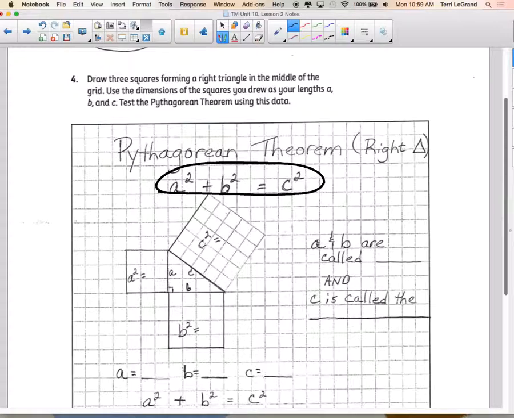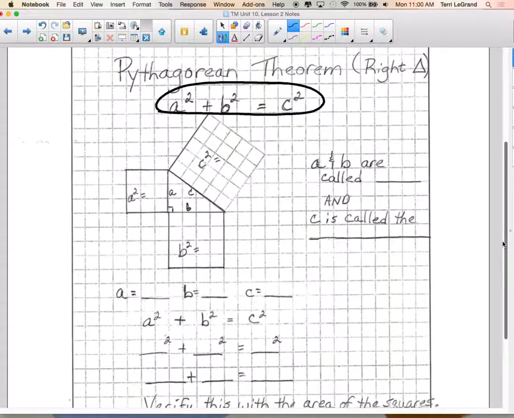Okay, now would you please circle the Pythagorean theorem that says a squared plus b squared equals c squared. A squared plus b squared equals c squared. Well, now we have to make sense of what a, b, and c mean in a right triangle. So a and b are called the legs. We're going to fill in that blank over there: a and b are called legs, and the legs make up the right angle. They are always the two sides that form the right angle.